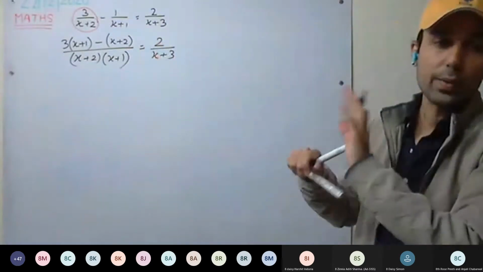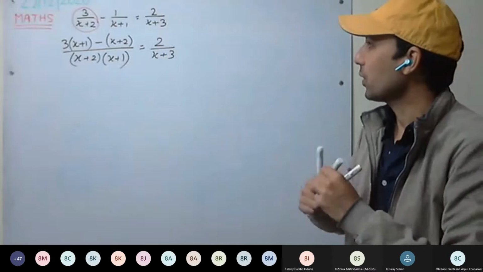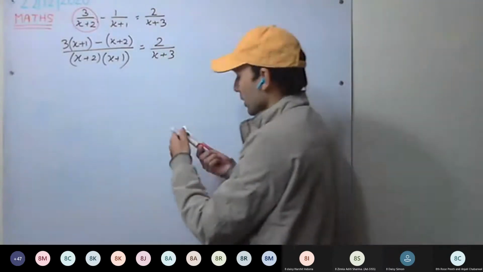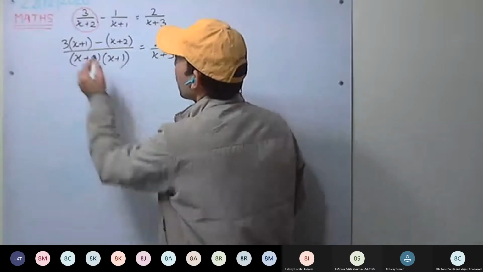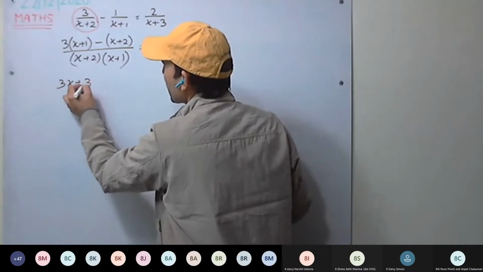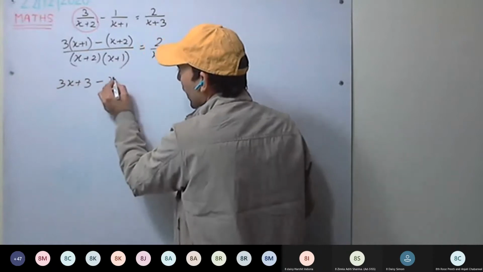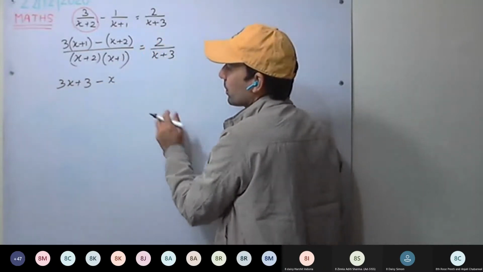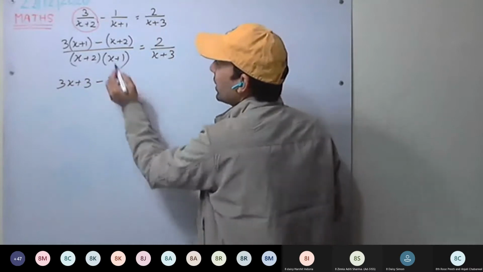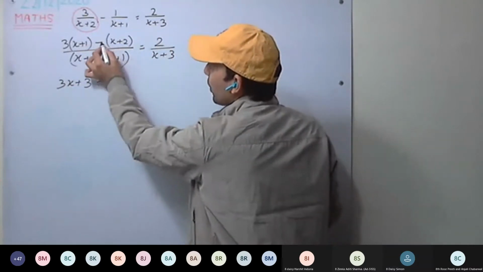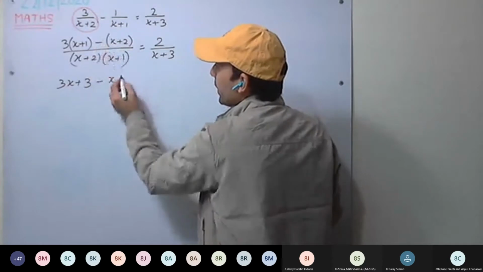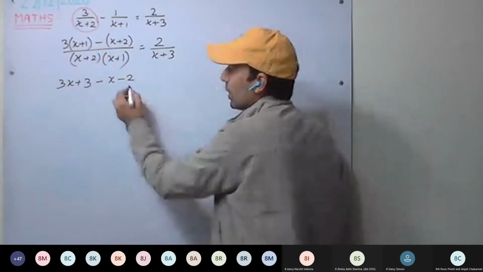Anyone have doubt here? Who hasn't understood this one? Okay, solve and tell me now. If you open the bracket, it will be 3x plus 3 minus x, and then plus 2 or minus 2? It will be minus 2. Why? See here, minus 1 is multiplied with x as well as 2. So minus x minus 2.